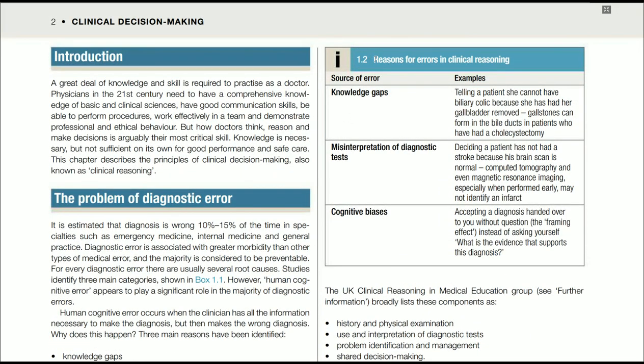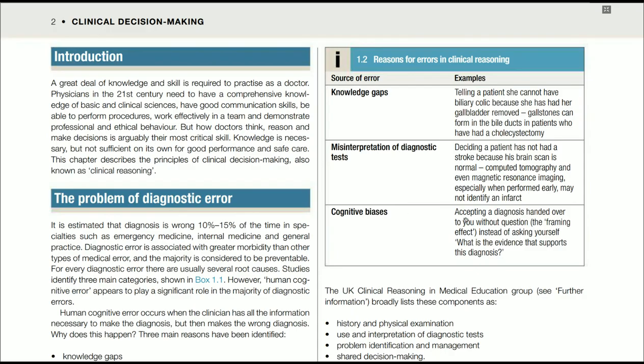Box 1.2 Reasons for errors in clinical reasoning. Knowledge gaps. Examples: telling a patient she cannot have biliary colic because she has had her gallbladder removed. Gallstones can form in the bile ducts in patients who have had a cholecystectomy. Misinterpretation of diagnostic test. Deciding a patient has not had a stroke because his brain scan is normal. Computed tomography and even magnetic resonance imaging, especially when performed early, may not identify an infarct.